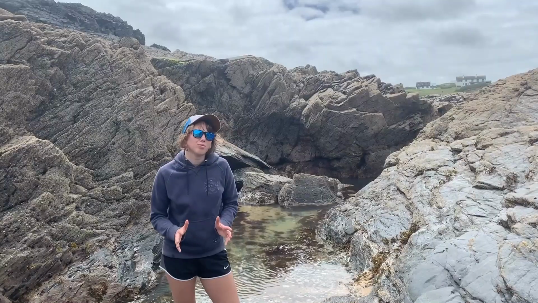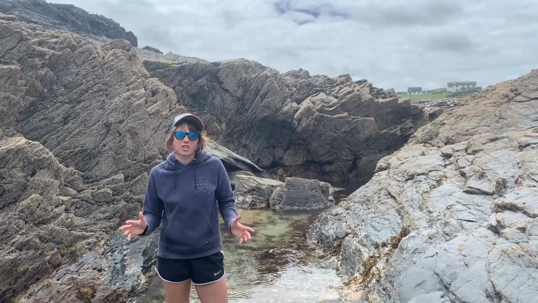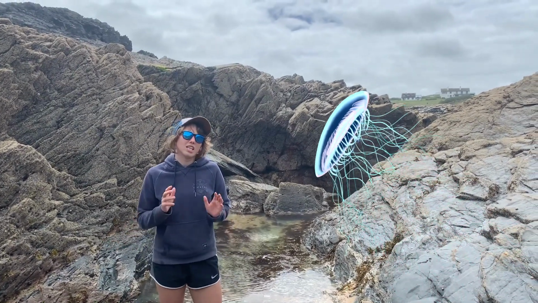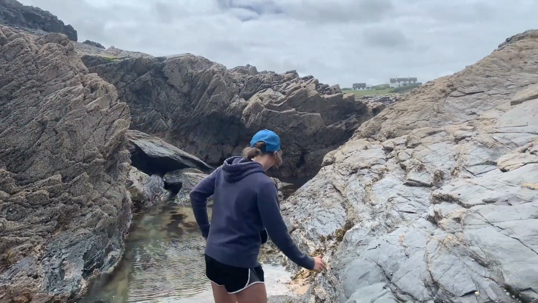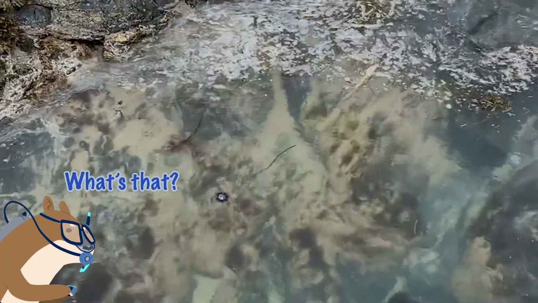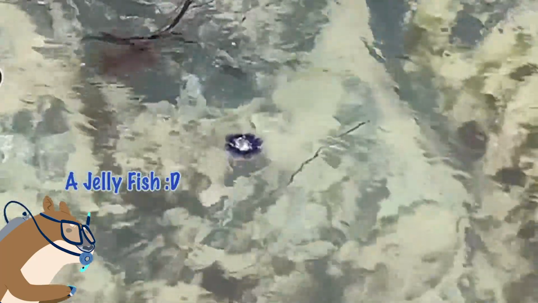We've also heard some rumors that there's a lot of jellyfish in these tide pools around here. Let's go take a closer look and see if we can find some.